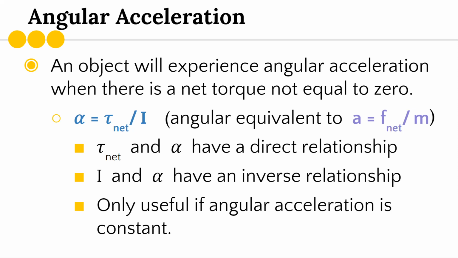By the way, this equation will only be useful to you if you have a constant angular acceleration. Of course, if you have an angular acceleration that is varying over time, then you won't be able to use that equation. That's true with the kinematic equations as well. Okay, so it's for constant angular acceleration, which is pretty much the only thing we deal with in here. So again, new equation, alpha equals net torque divided by I. That's angular acceleration equals net torque divided by moment of inertia.